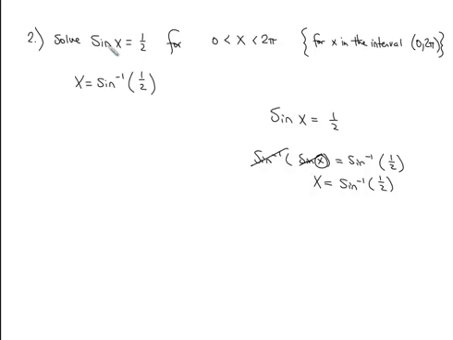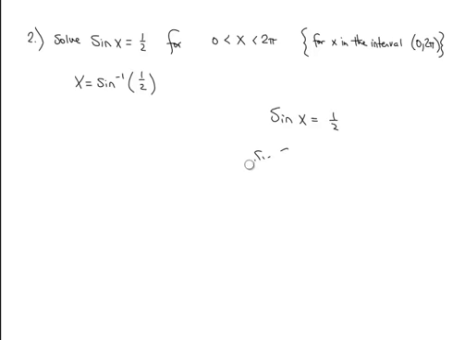Remember, this is not sine times x. Sine is not a number by itself. Just like a square root is not a number by itself. You have to put something in it. Same thing with sine. You have to put an angle in it. So we can't divide by it, but we can take the inverse to get x by itself.